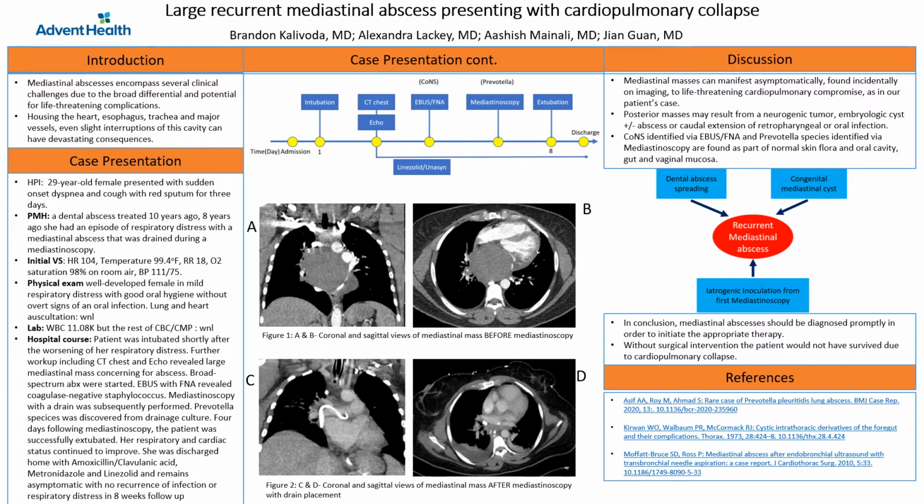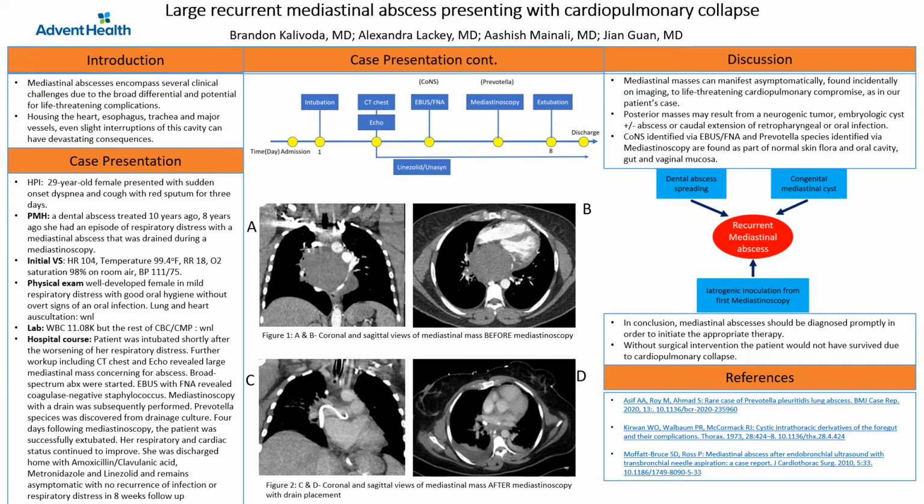Initial surgical cultures from FNA collected during EBUS grew coagulase-negative staphylococcus, a type of staph commonly found as part of normal skin flora. The other organism isolated during mediastinoscopy was a Prevotella species, a genus of bacteria involving obligate anaerobic gram-negative bacteria that are commensal organisms of the oral cavity, gut, and vaginal mucosa.